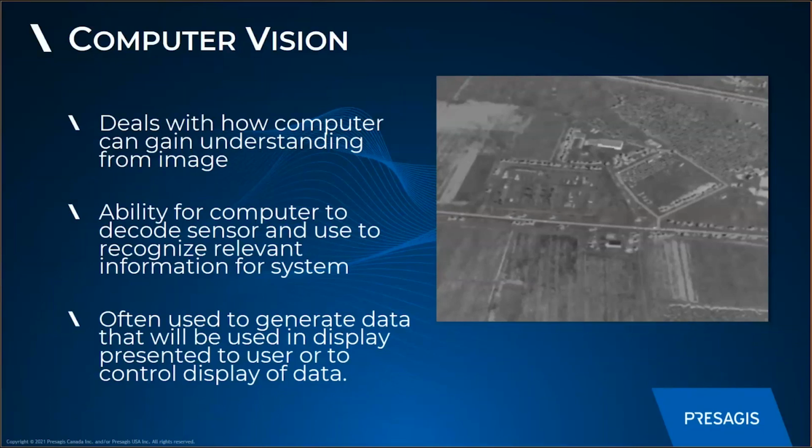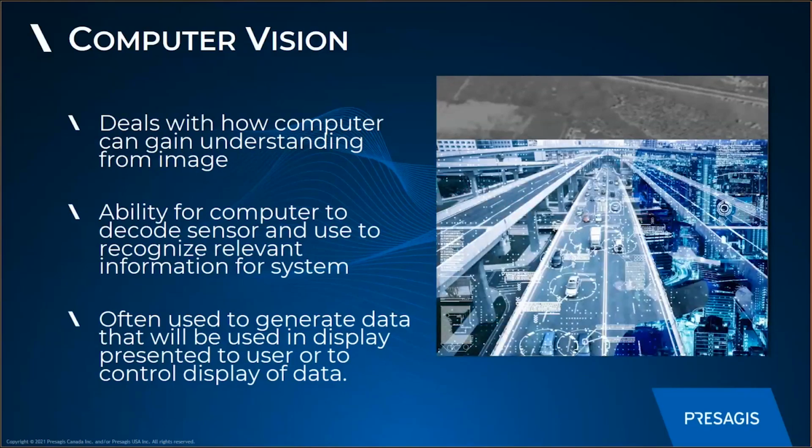It's not drawing something to the screen. It's taking data and processing it, giving the computer the ability to recognize relevant information for later use in the system. In this particular case, there's a night vision scene, and it can start tracking objects on the ground, trying to decode and make decisions about what type of things those are, and generating data and information to be used later on.